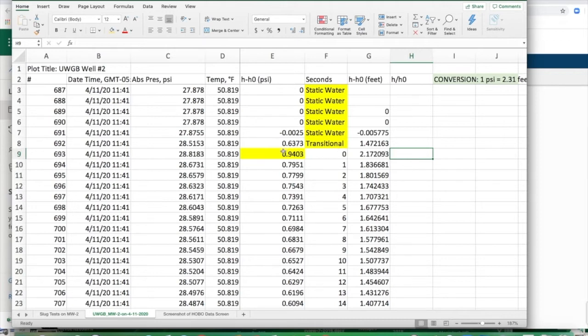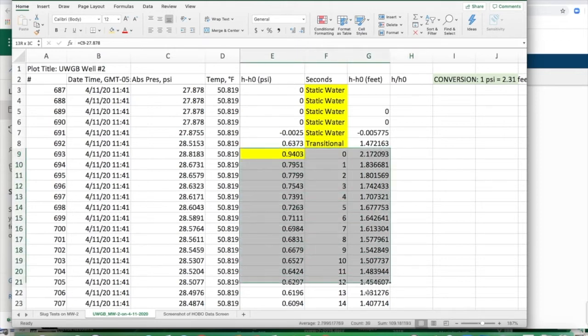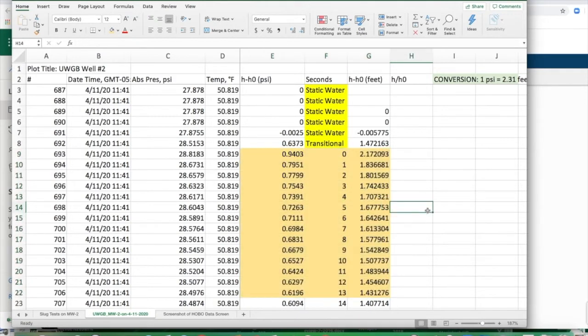So the first thing we want is to highlight cells that we're going to use in a different color, just to make it easy. So I'm going to choose orange here. Everything before this tells us something about our static water level. We've converted our difference in head, which was measured as PSI, to our difference in head, which is measured in feet. And this basically tells us our initial value.